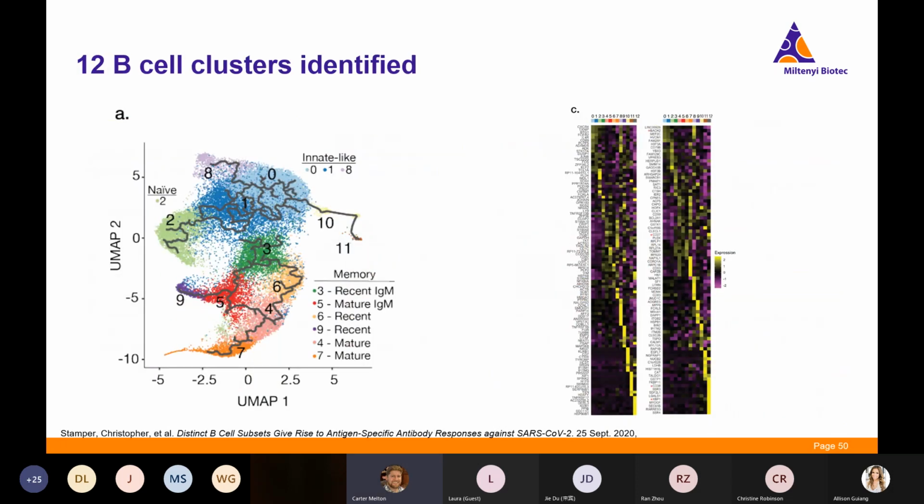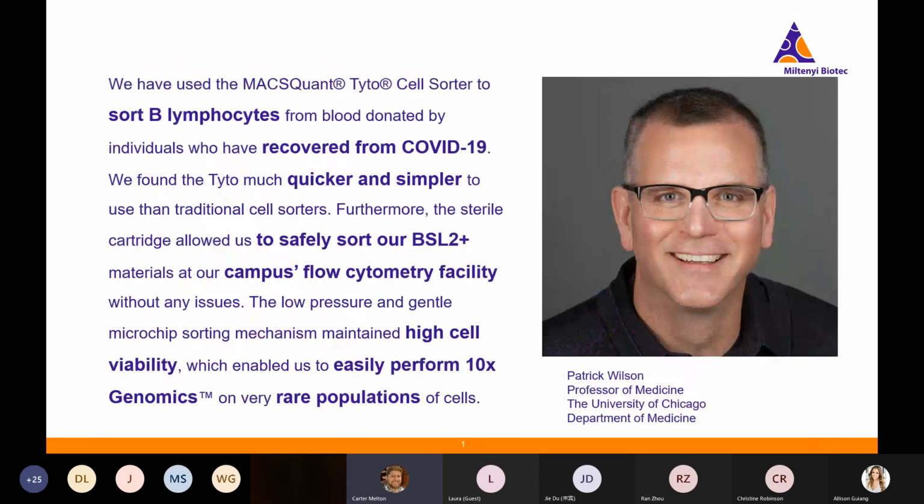you can see that they did identify these 12 B cell clusters, your naive, your innate-like, and your different memory B cells post-sorting on the Tito. So it just really affirms that you can sort that low frequency population of cells very gently on the Tito and generate those libraries after the fact reliably. Let's go to the next slide.